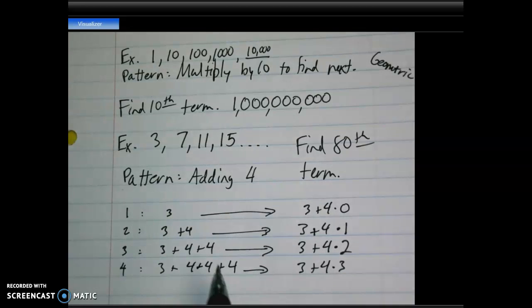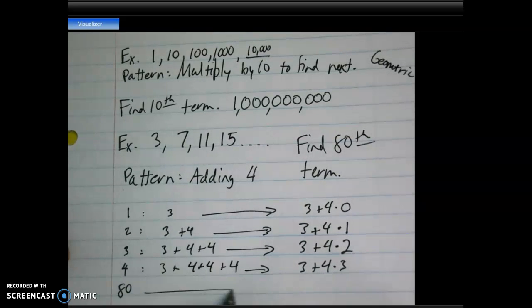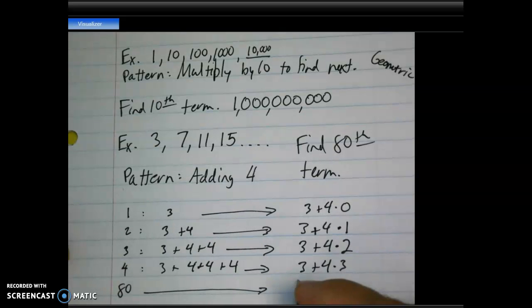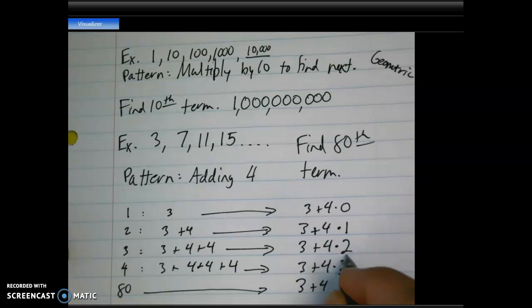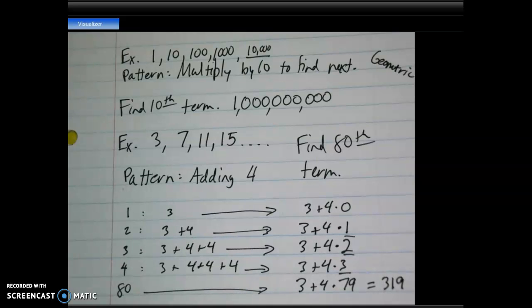So to find the next term, we'd add 4. But if I wanted to find the 80th term, let's think about what that would be. I'm going to skip that step, but let's follow the pattern. It would be 3 plus 4, but the number that changes is here. If it's the 80th term, that's 79. Now 3 plus 4 times 79 is 319. So 319 is the 80th term. These are just another way that you can look at an example and try to find a pattern.